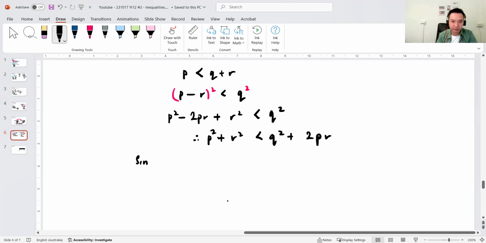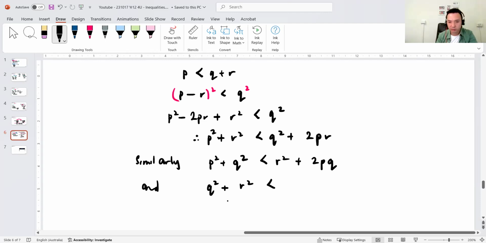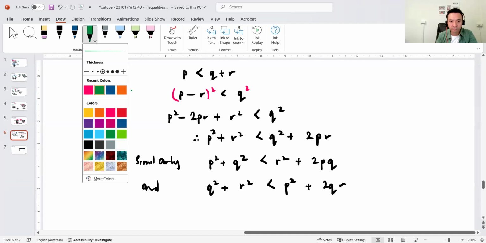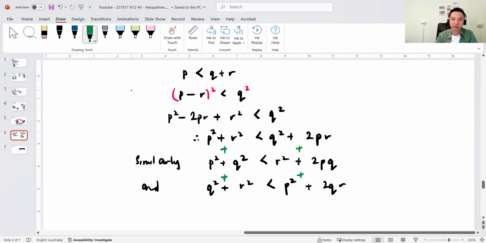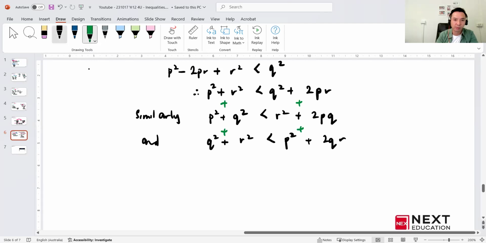So similarly, P squared plus Q squared. And when that's P and R, that's Q, so this must be R squared plus 2PQ and Q squared plus R squared plus QR, and then add them. Yep. And then add them. Is that right? Yep. And that's to add left and right, all 3 of them. And I get therefore 2 of these.